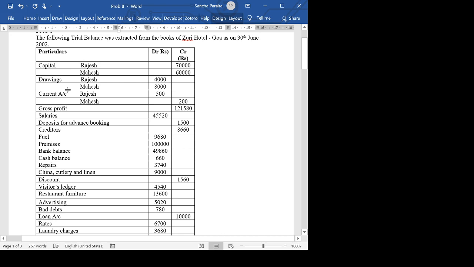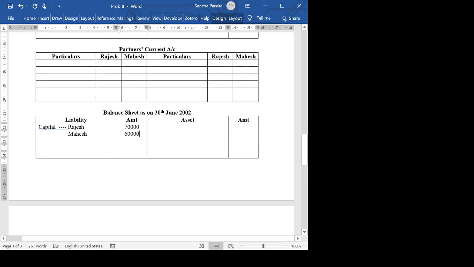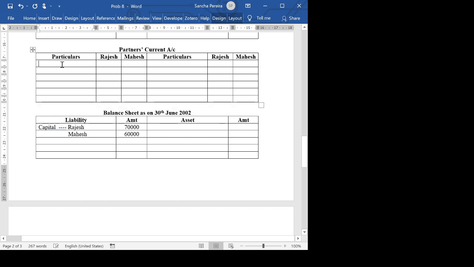I told you before, before you enter the drawings, always try to put the other items first. So to start with the current accounts, because we know drawings go into the current accounts. One has a debit balance, one has a credit balance. So Rajesh has a debit balance of 500, so on the debit side, to balance brought down 500, whereas Mahesh has a credit balance, by balance brought down 200.